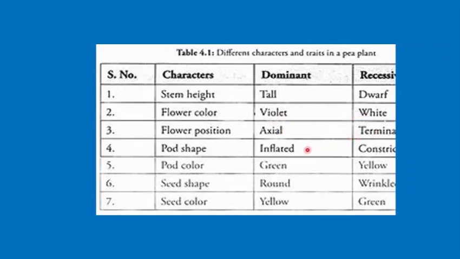Pod shape inflated is dominant, constricted is recessive. Pod color green is dominant, yellow is recessive, and seed shape round is dominant and wrinkled is recessive. And last one, seed color, yellow is dominant and green is recessive. So don't get confused with the pod color and seed color. Pod color green is dominant and yellow is recessive, but seed color yellow is dominant and green is recessive.